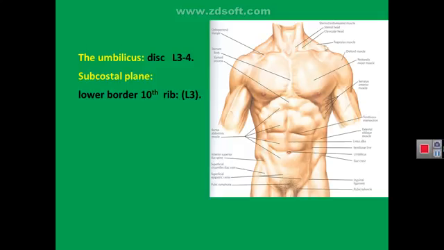The costal margin, as we said, is formed by the 7, 8, 9, 10 costal cartilage, and if we have an imaginary line between the lower border of the 10th rib on the right and left side, this plane is called the subcostal plane because it is below the lowest rib, which is the 10th rib. The subcostal plane at the lower border of the 10th rib is at the level of the L3 vertebra.